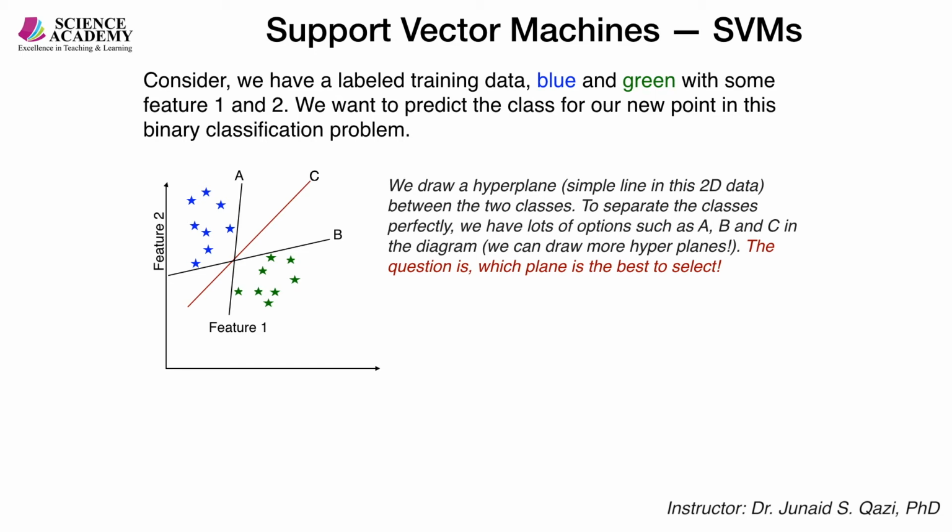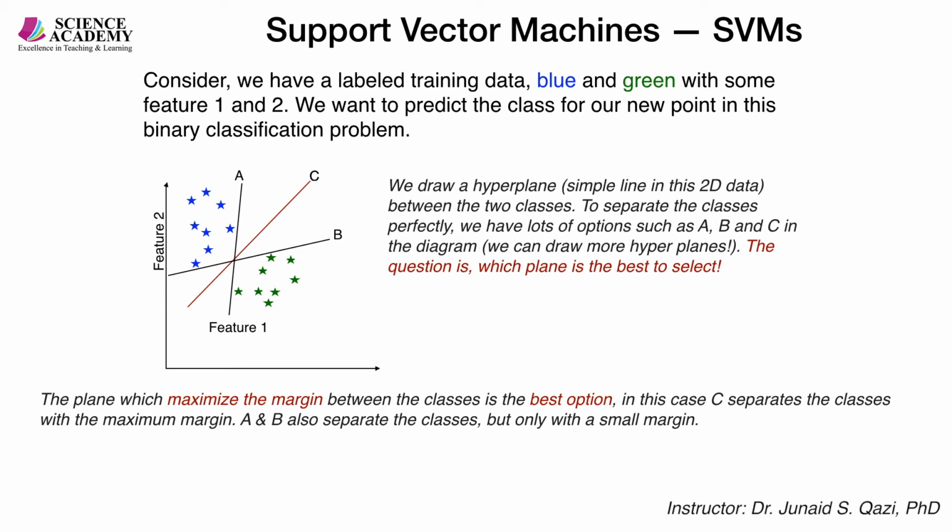If we want to draw hyperplanes, which are simple lines in this two-dimensional data, to separate these two classes perfectly, we have lots of options like A, B, and C in this diagram. Our question is, which plane is the best to select?